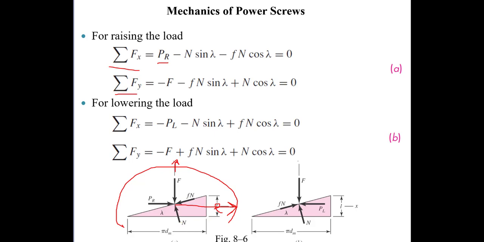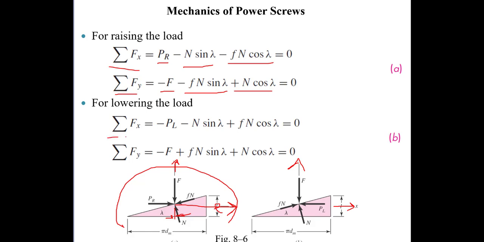We have minus n times the sine of lambda. Lambda would be the angle right in here. So minus n sine lambda, and then we have minus fn cos lambda. In the y direction, we have minus f pointing down. We have minus fn sine lambda, and we have n cosine lambda. For lowering the weights, here's the y direction. Remember, this is the x-axis.